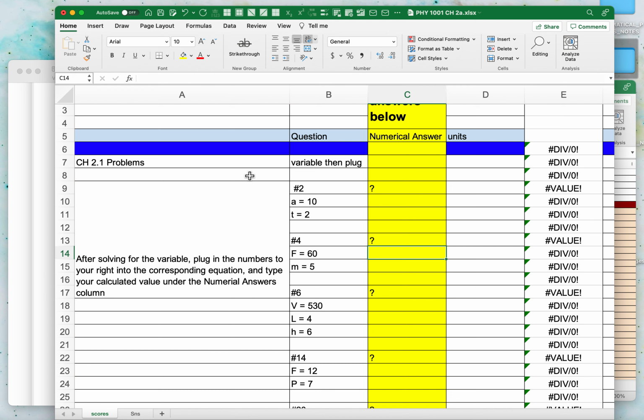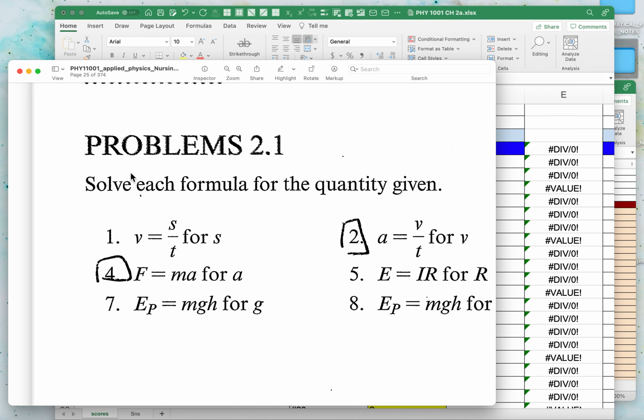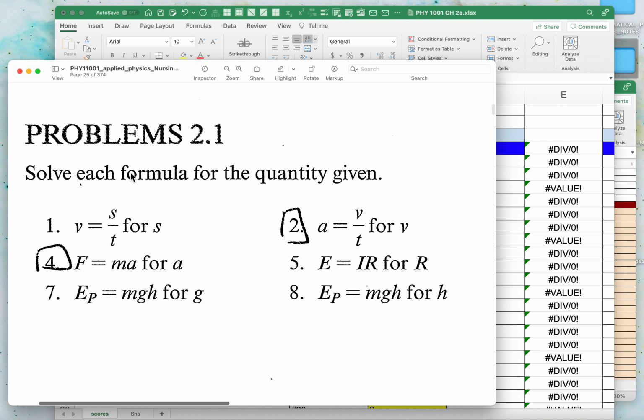Here we're going to talk about how to enter your answers into the Excel file for the Chapter 2 problems. So in the Excel file, you're going to do Chapter 2.1 problems. So right there, Chapter 2.1 problems. And notice that you're not given any numbers here.